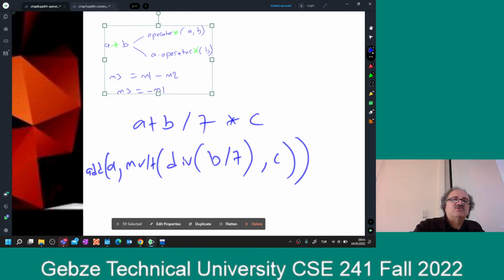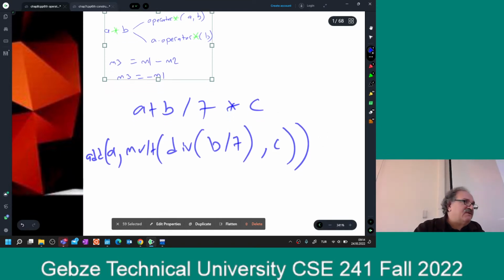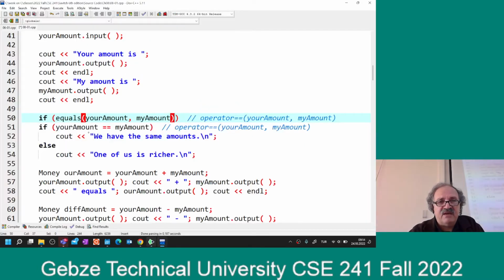It is much easier to read this one than that one. That's why we use operators. So I don't need them, but they are useful to write these kinds of arithmetic expressions, and making this equals call is a little bit more to write. That's why we have operators. We don't need them, but we have them.